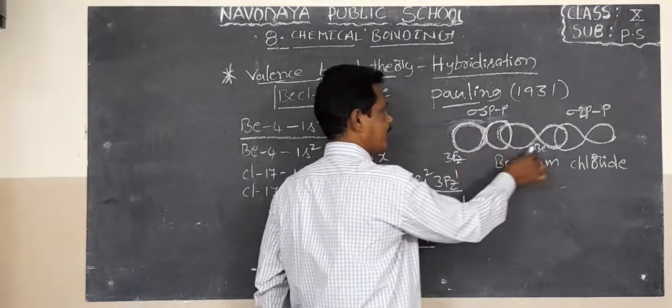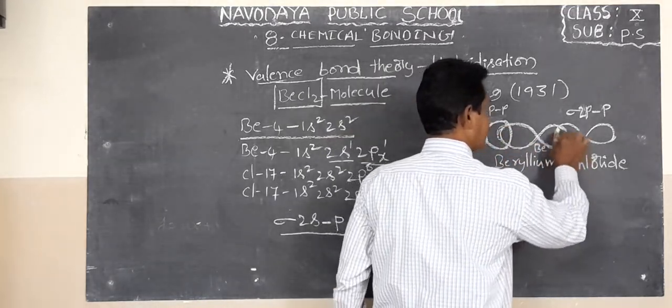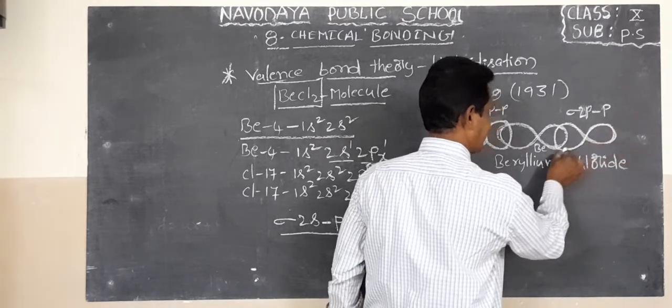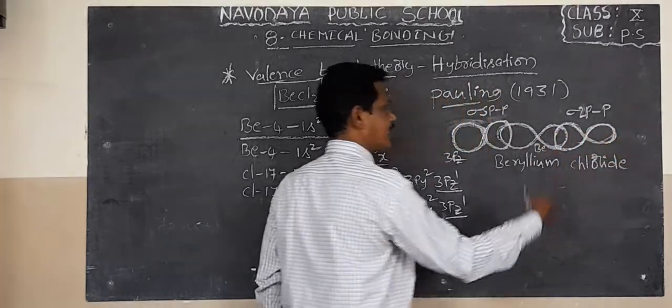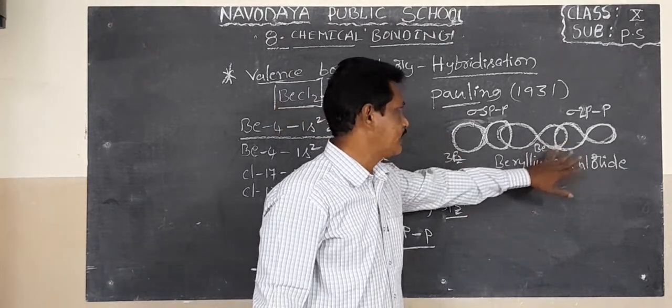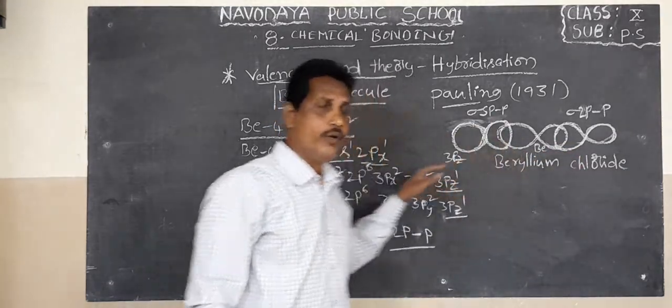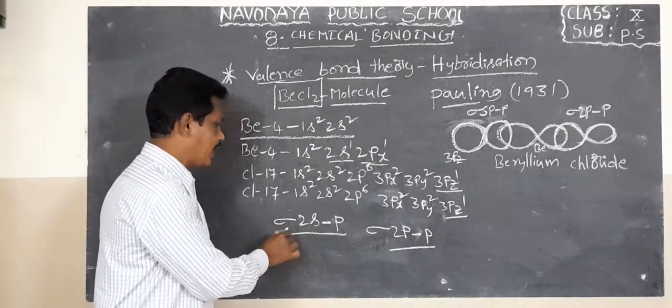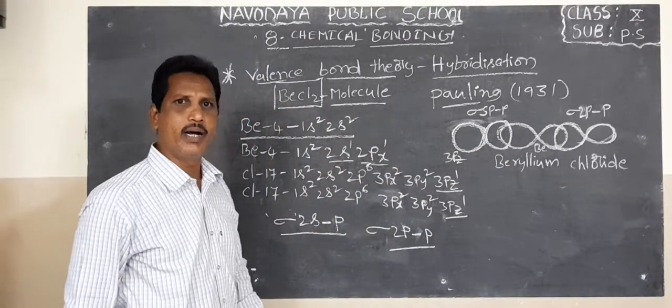This is the 3pz orbital of one chlorine atom, and this is the 3pz orbital of the second chlorine atom. This is the end-on-end overlap. That's why we indicate it with the sigma symbol.